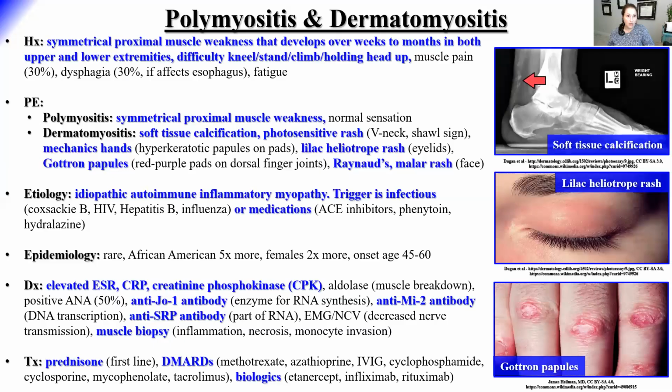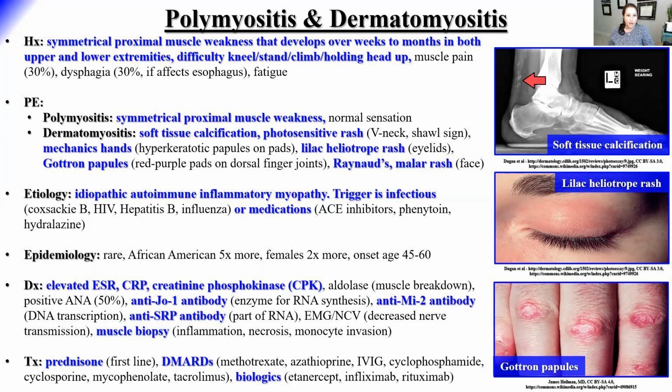This is very rare. I highly doubt you'll have a lot of questions on this one on the boards, but we still should know this one. So it's rare. African Americans have a 5 times increased risk for this one. Females are at higher risk, and the onset is about 45 to 60 years old. We'll have an elevation in our inflammatory markers, so the SED rate, the CRP. We'll also have an elevation in creatine phosphokinase and aldolase, which indicates that there's muscle breakdown there.